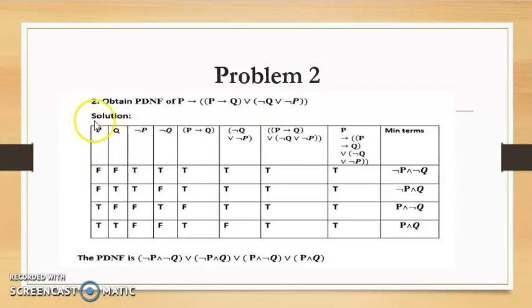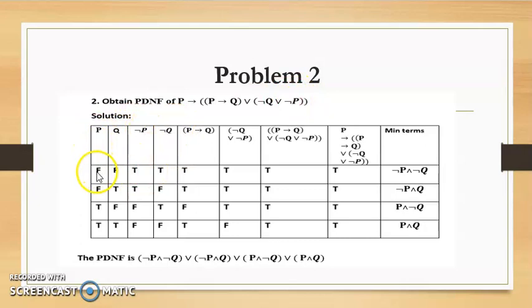Since it has only 2 variables, we will have only 4 combinations. That is, I have taken false, false, then true, true, then false, true, false, true. So we got 4 combinations. Then in the question not Q is there, and not P also there. So we will find not P and not Q.